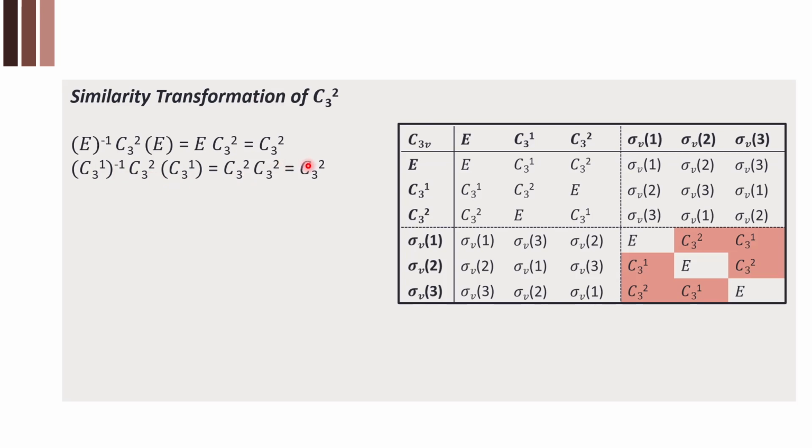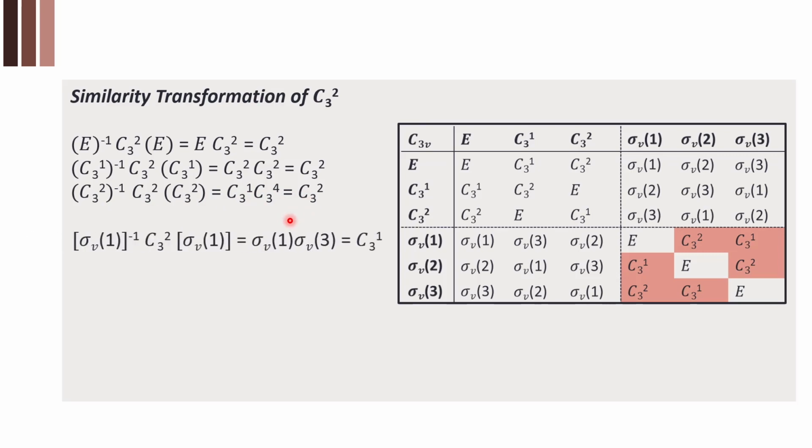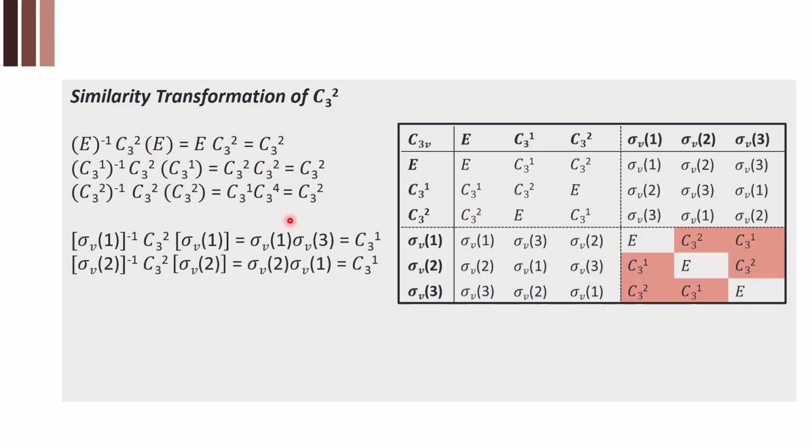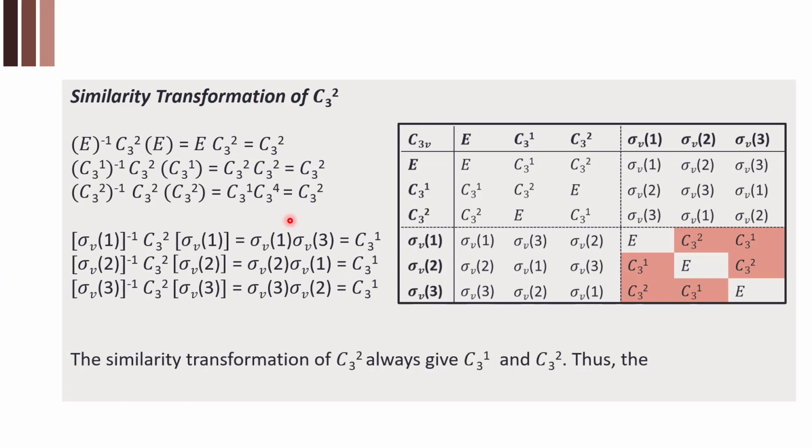So when you talk about the third element, C3^2 inverse, C3^2. C3^2 reciprocal gives C3^1. C3^4 and C3^1, that is C3^5, which is equivalent to C3^2 because C3^3 is identity. Go on with the different manipulations in this way. You find that with the planes, the result for C3^2 comes out to be C3^1 only. So conclusively, we say that the similarity transformation of C3^2 always gives C3^1 and C3^2. Thus, the operations C3^1 and C3^2 belong to one class of the group.